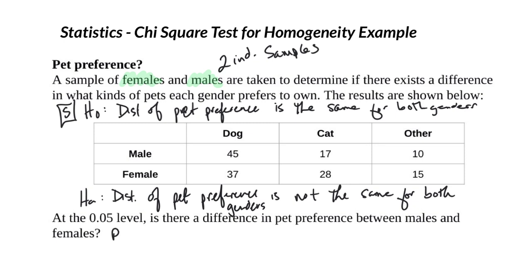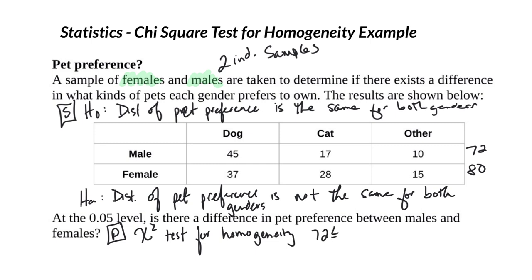Now for the plan, we are doing the chi-square test for homogeneity. And certainly if I were to total up the number of males, I would get 72. And for females, I would get 80. So certainly I could say, well, 72 is less than or equal to 1/10 of all males, and 80 is less than or equal to 1/10 of all females. So I've stated what we're doing.